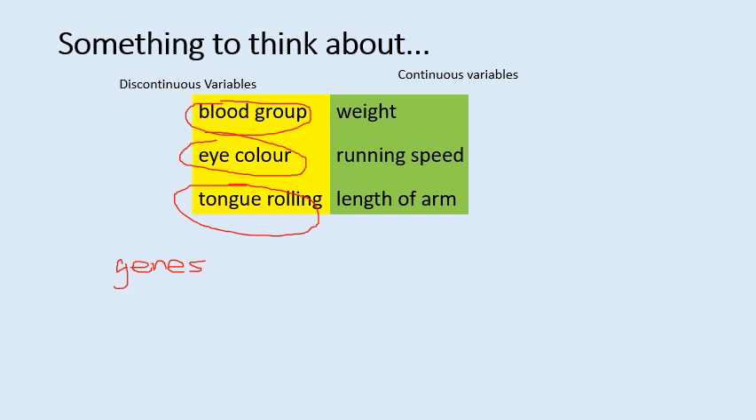Okay, but that's purely genetic. You can't change whether you can roll your tongue or not. You can't change your eye colour. You can't change your blood group.